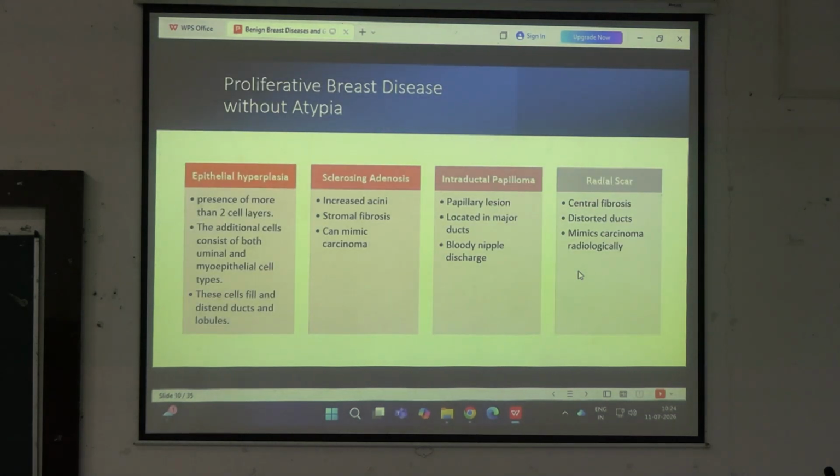So first comes our epithelial hyperplasia. In epithelial hyperplasia there will be increase in number of cell layers. Epithelial cell layer was the inner or outer layer?